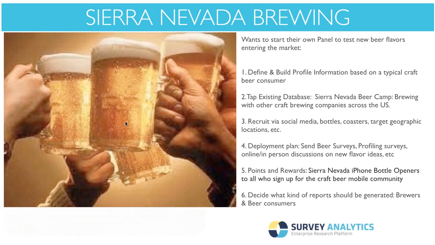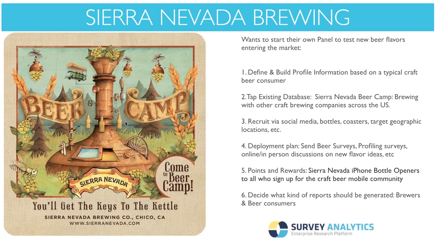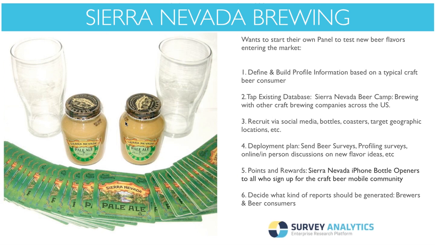Secondly, we want to tap into an existing database. Why not? Sierra Nevada actually has a Sierra Nevada Beer Camp, which brews with other craft brewing companies across the US. Thirdly, we want to recruit via any other mechanisms they currently have at their disposal: social media, bottles, coasters, the tangibles, and also target geographic locations, etc.